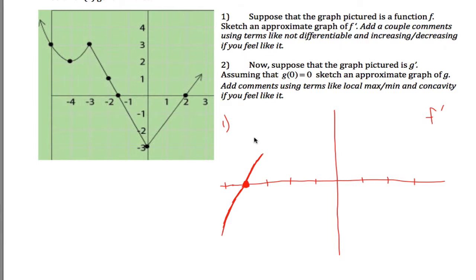So when you have a sharp turn like that, it means that it's not differentiable. It means that I have an open circle when I'm sketching the derivative. The derivative does not exist at -3. You can't draw a tangent line here because it's a sharp turn. So I don't want my graph of f prime to have any height at all.